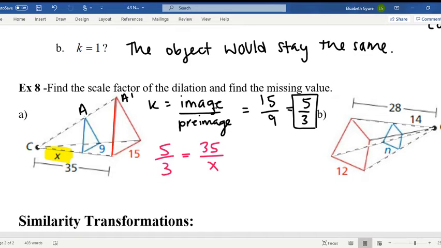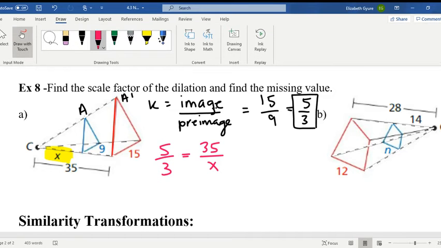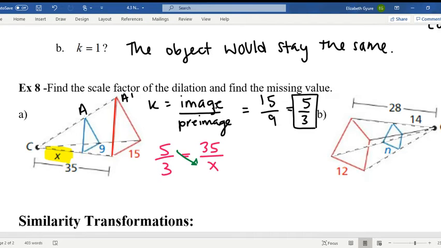How do you cross multiply? Diagonally, right? You grab things that are diagonal from each other. So you would grab 5 times x, which is 5x. And then you would grab 3 times 35, which is 105. And then you would just divide. And when you divide that, you should get that x equals 21.